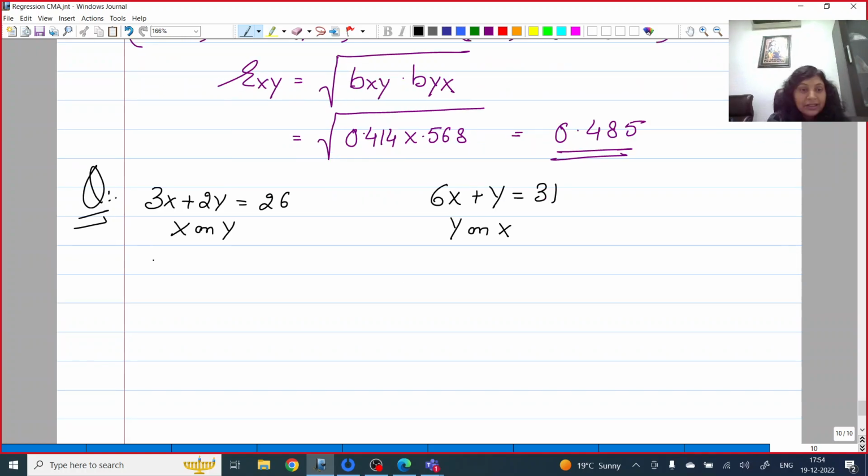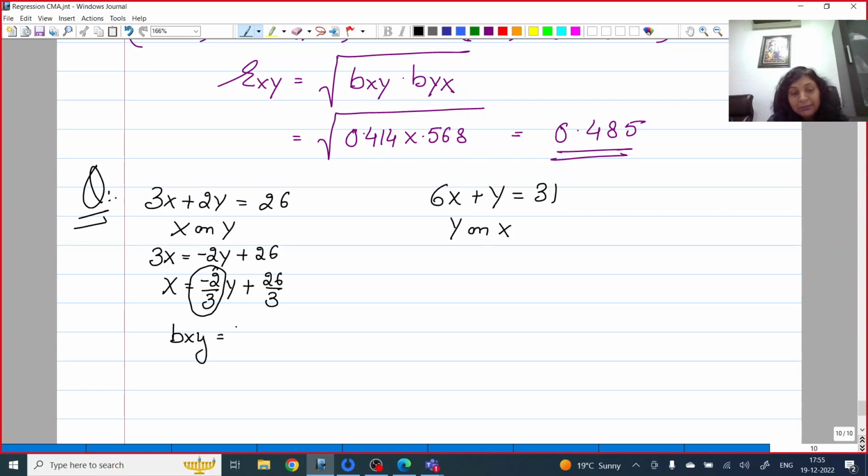If this equation is x on y, then take x on the left hand side and put the remaining values on the right hand side. Then x is equal to minus 2 by 3y plus 26 by 3. Whatever the coefficient of y, that is your bxy. So bxy is minus 2 by 3. And similarly, if this is y on x, then 6x plus y equals 31. Keep the dependent variable on the left hand side and move the other variables to the right hand side. So the coefficient of x is your byx.